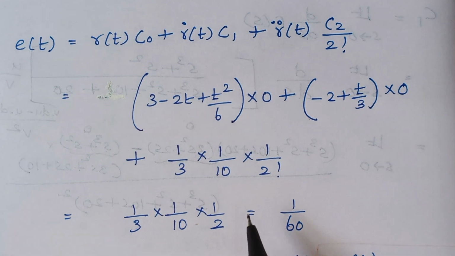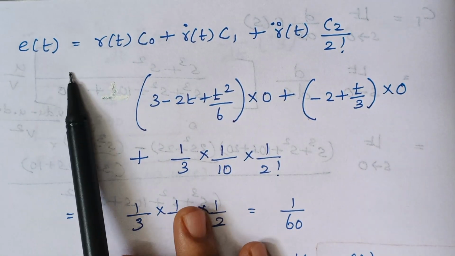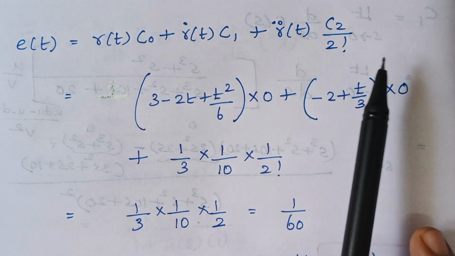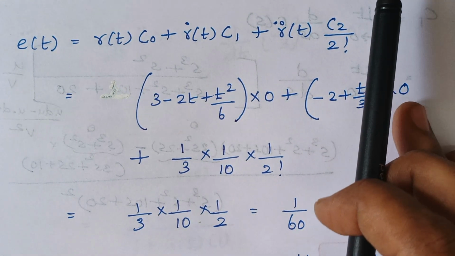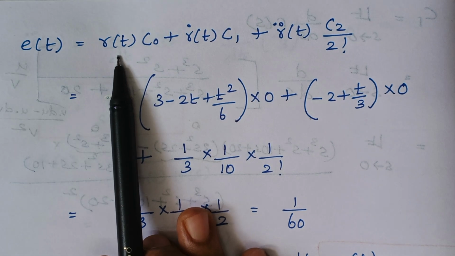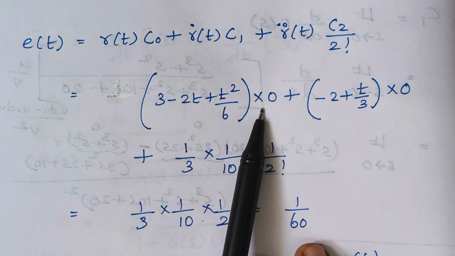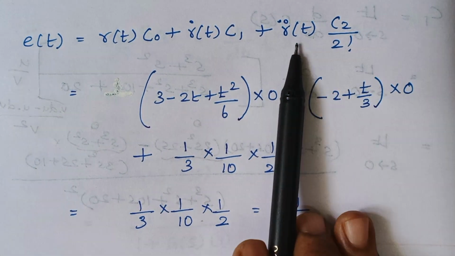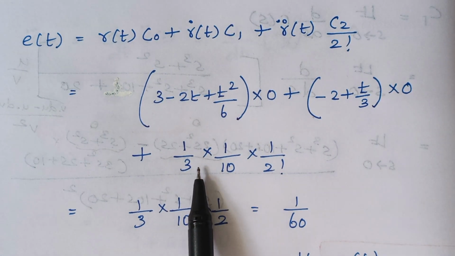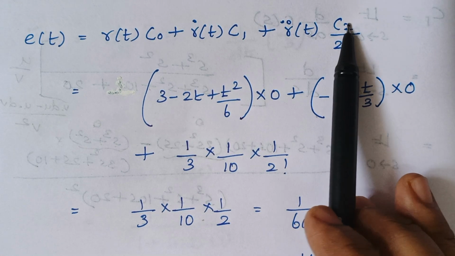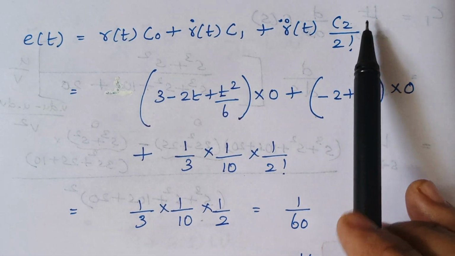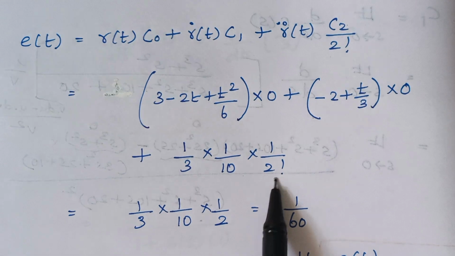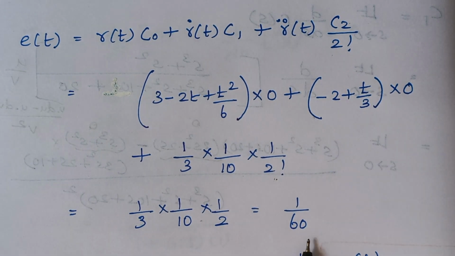The next thing is, we are going to substitute it in the expression. So e of t is given by R of t into C0 plus R dot of t C1 plus R double dot of t C2 by 2 factorial. So here just substitute the values. So the value of R of t we had found, this is our R of t, and C0 is 0. And again R dot of t is minus 2 plus t by 3, and again C1 is 0, and R double dot is 1 by 3. And the value of C2 is 1 by 10, into again this 1 by 2 factorial I had written here separately, 1 by 2 factorial. So finally, when you solve this expression, we are having 1 by 60.